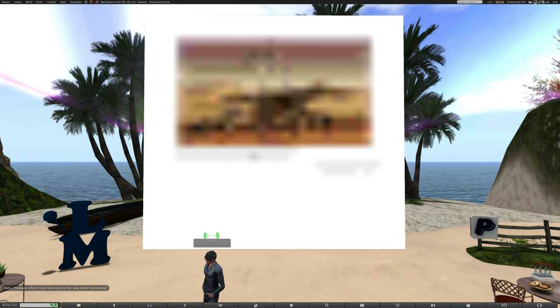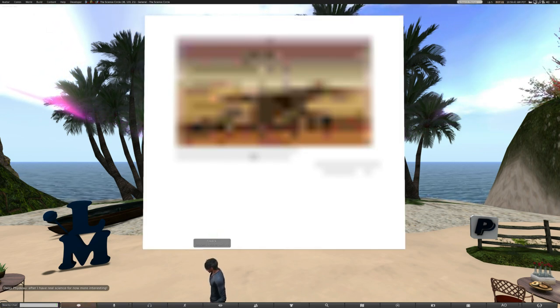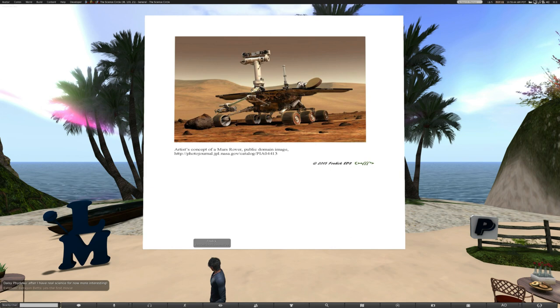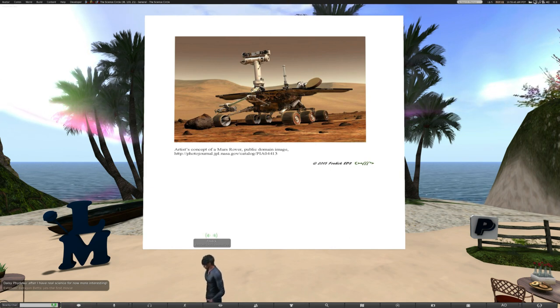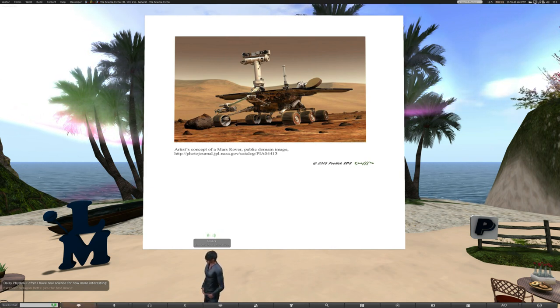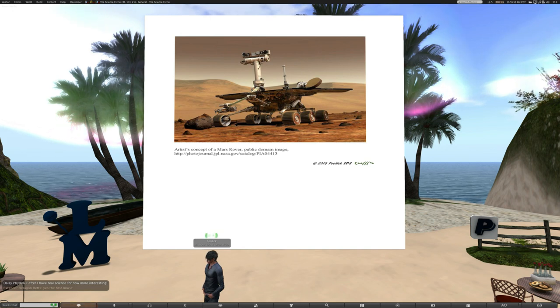Down to the last minute here. So this is just the Mars rover on the surface of Mars. Pretty cool. Probably not life, I don't think, but pretty cool.